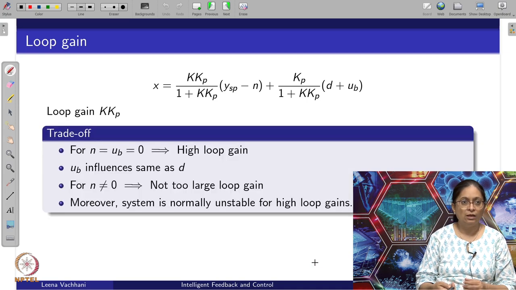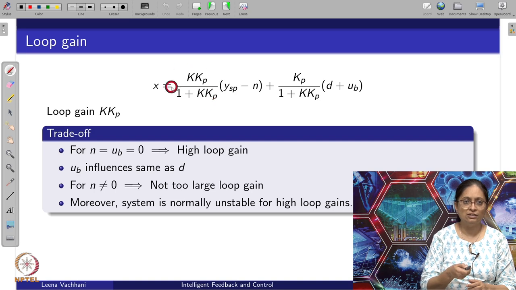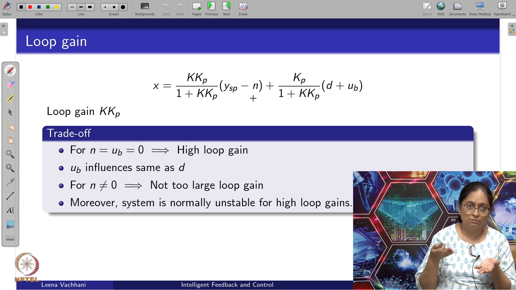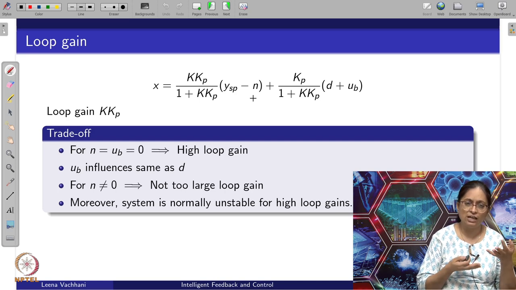With this observation, we see what the selection should be for the loop gain k times kp. This loop gain gives a trade-off. If the noise is 0 and the bias is 0, then it is desirable to choose a higher k times kp, so that this term turns out to be almost unity and x follows your ysp. At the same time, higher loop gain means your disturbance term is getting rejected. Ub is influenced the same as the disturbance. If n is not equal to 0, we will not be able to use a very large loop gain, because then the noise will also be added into the output of the plant.